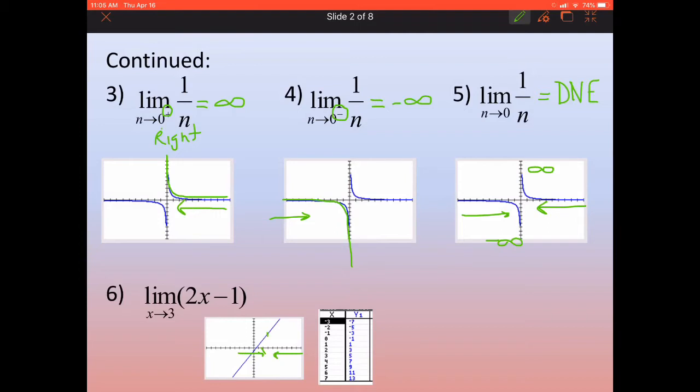So as I come from the left side, it's going towards the y value there, which looks like 5, and if I were to come from the right side, it's also approaching 5. So it's approaching the same value. So the limit as x approaches 3 of 2x minus 1 equals 5.